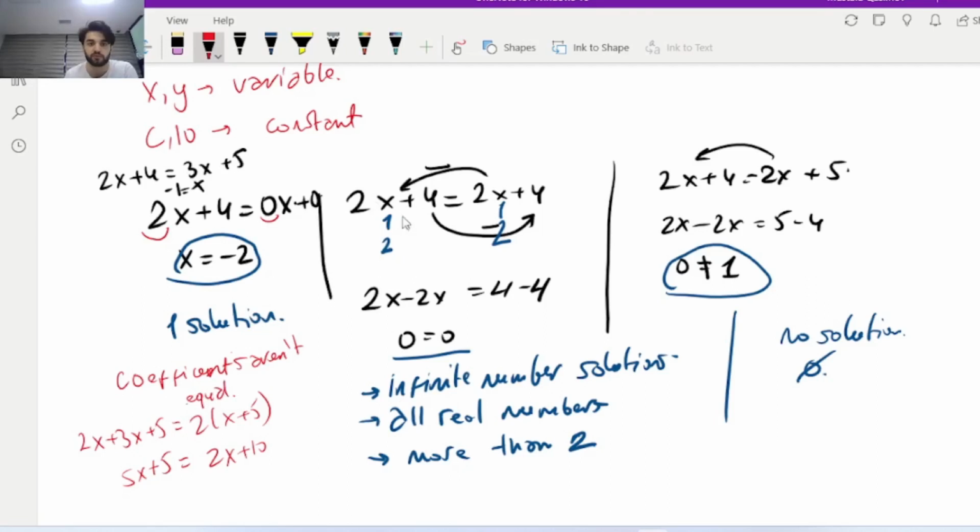For an infinite number of solutions, the coefficients of x have to be equal to each other and the constants also have to be equal to each other. Let's write it like this. For no solution, the coefficients of x have to be equal to each other, but the constants have to be not equal to each other.